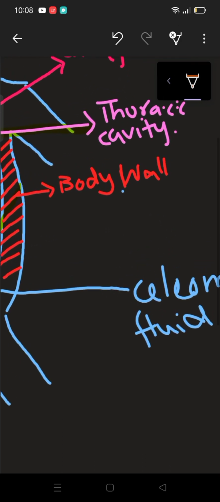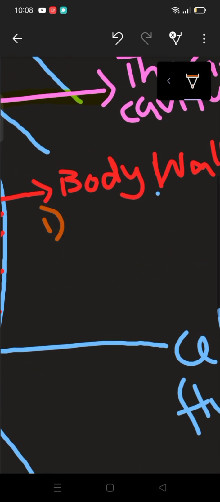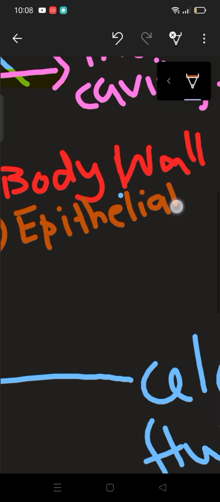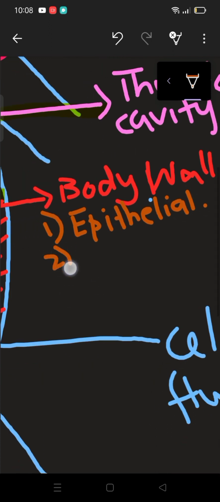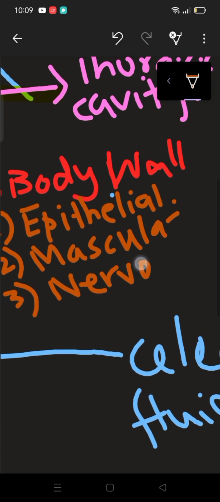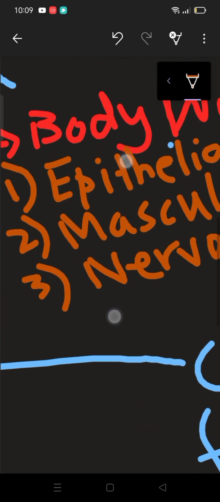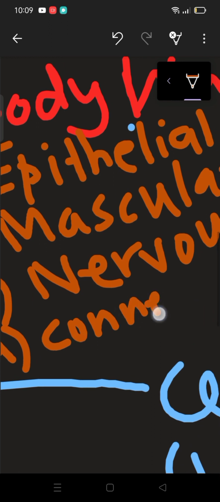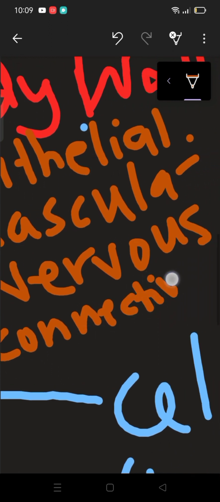The first one is epithelial tissue. The second one is muscular tissue. The third one is nervous tissue. Last but not least is the connective tissue. So now let's talk about their functions.